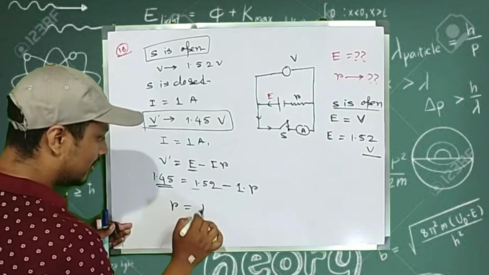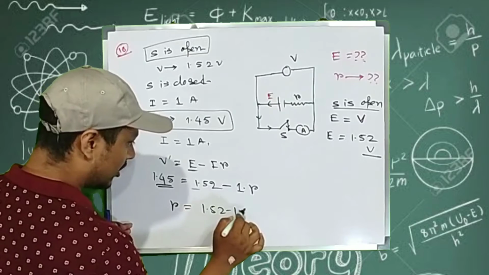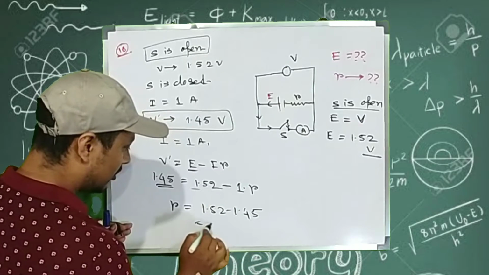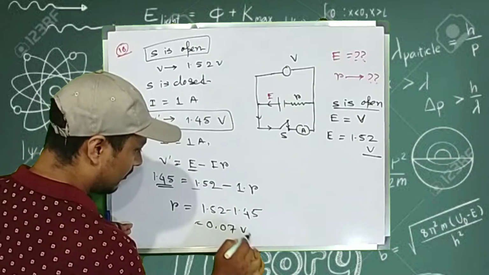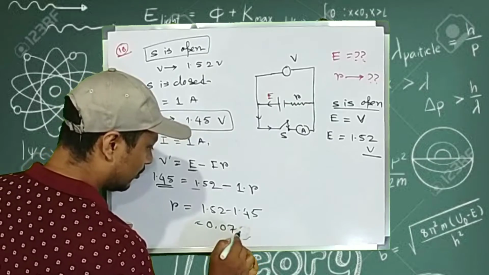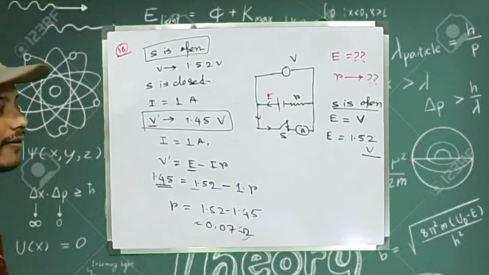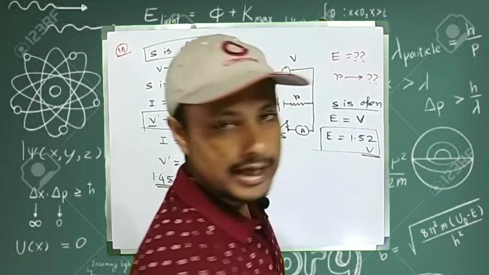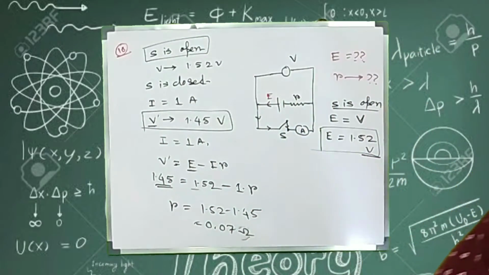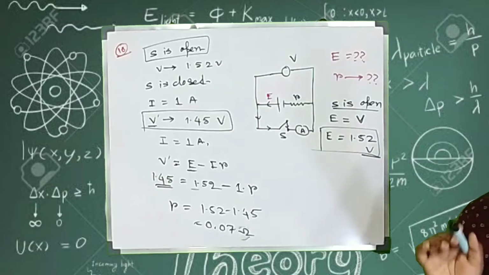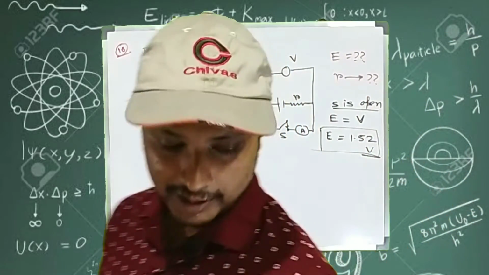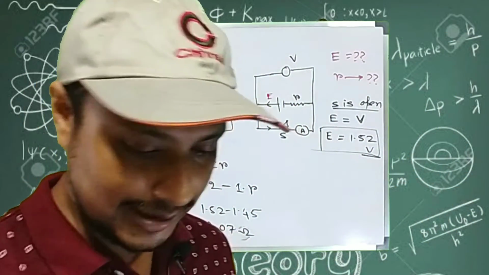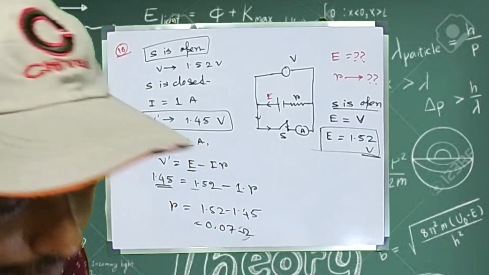So the internal resistance is 1.52 minus 1.45, that is 0.07 ohm. This is the value of the internal resistance, and this is the value of the EMF of the battery. Okay, got it? So this is a very easy problem. Very easy problem.